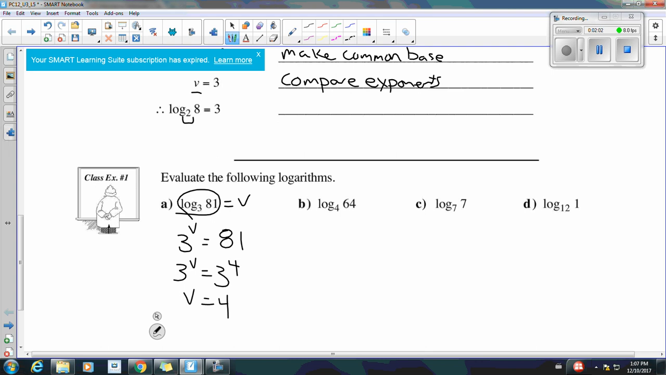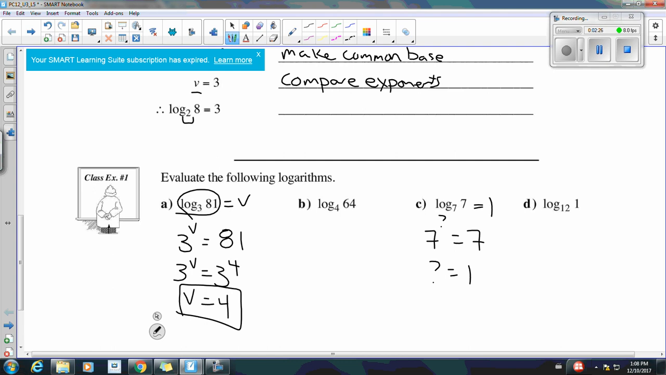Remember, this was also just really asking 3 to the power of what is 81. Once you get the hang of that, you can probably come up with the answer 4 right away. We're going to skip to C and D here. They're a bit of a special case. So log base 7 of 7. This is really asking 7 to the power of what is equal to 7. That tells us our exponent must be 1, so this equals 1.